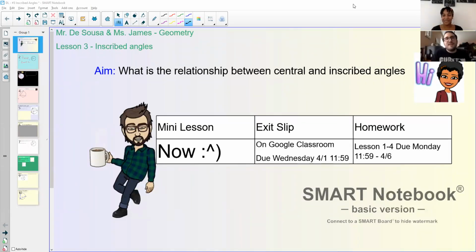Lesson 3. So today we're going to talk about what the relationships are between central and inscribed angles. For today we're going to have a mini lesson. You're going to have an exit slip just like you had before.